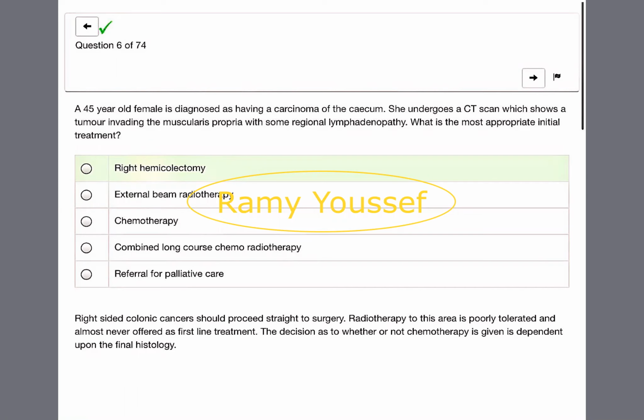Okay. So this is a 45 female diagnosed with carcinoma of the cecum, CT scan showing tumor invading muscularis propria with some regional lymphadenopathy. The most appropriate, we'll go for right hemicolectomy. Okay, so tumors of the cecum on the right side, even if there is regional lymphadenopathy, we always go for excision of the tumor, maybe removal of the lymph nodes or not according to the staging. Okay, also the chemotherapy is dependent on the final histology.